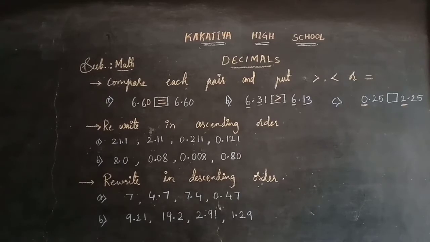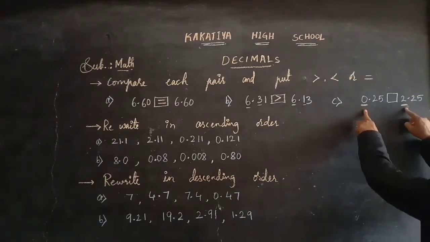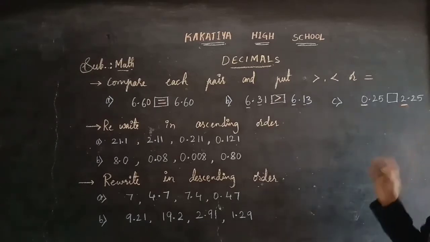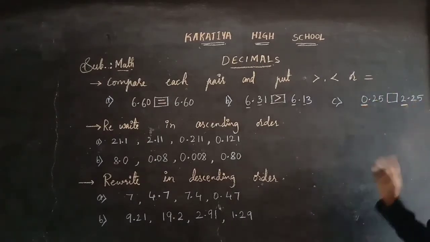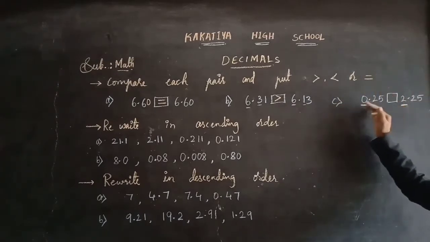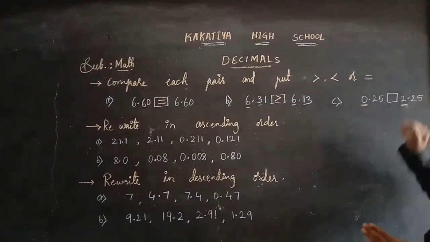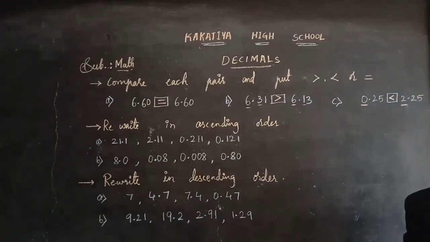So which is smaller and which is greater? Here we have different numbers in the integral part, so you can compare here only. If the integral part is the same, then you can go to the decimal part. But here the integral parts are different, 0 and 2. Means 0 is smaller than 2, nothing but 0.25 is smaller than 2.25. Means you will get 2.25, this side bigger, no? So you will get the less than symbol.